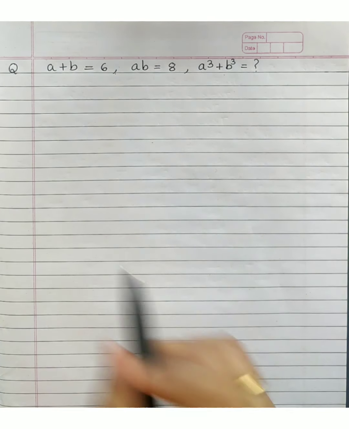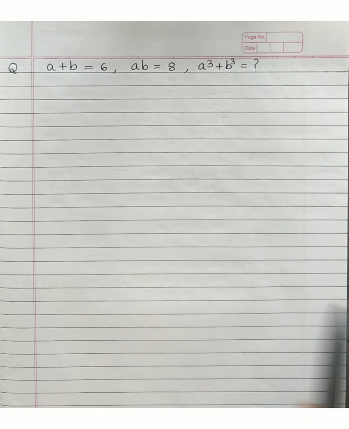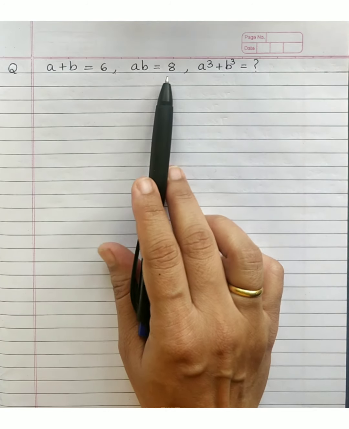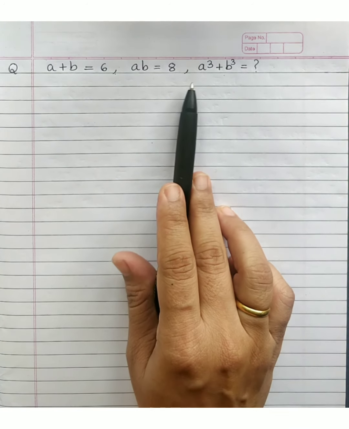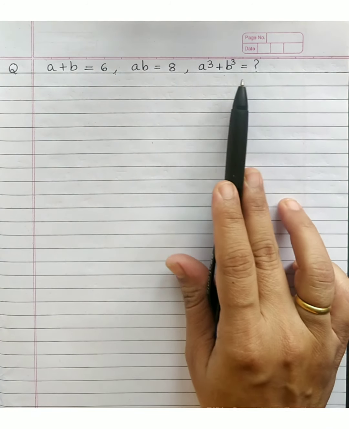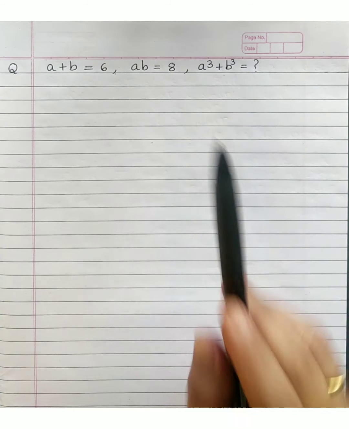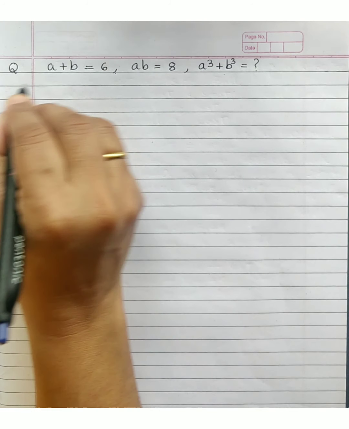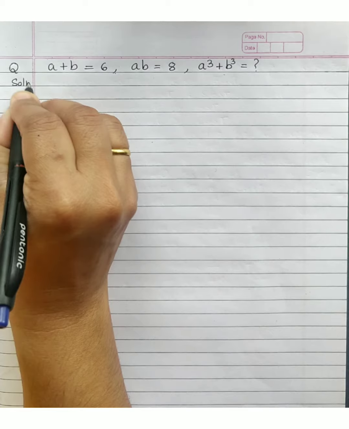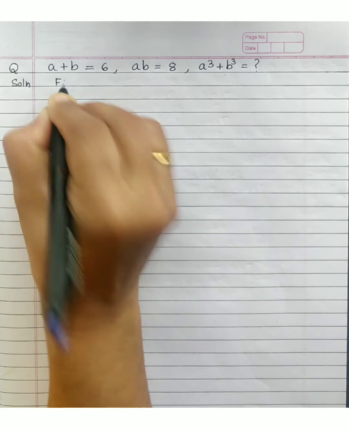Now see the question. a + b is given as 6. Okay. ab is equal to 8. And you need to find the value of a³ + b³. Quite direct application, isn't it? So the second format of the formula, why have I taught you? Because very easily these values can be found.